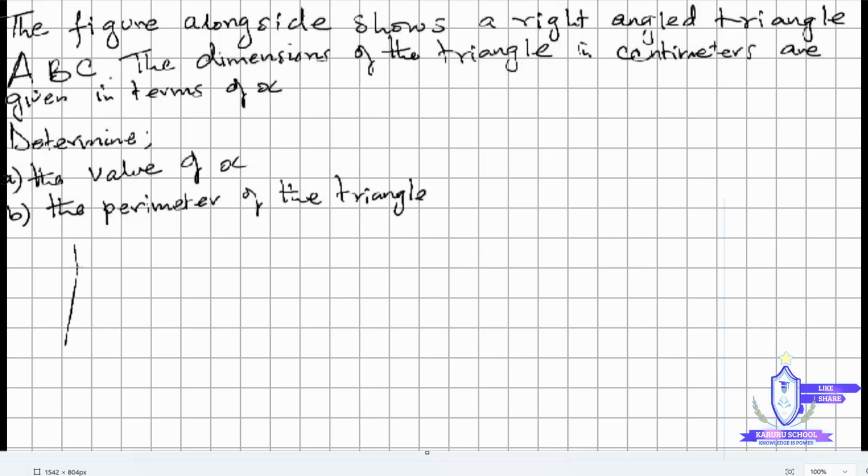So the triangle looks as follows. So we have A, this is B, this is C. This is 2x minus 1. This is x plus 1. And we have x plus 4.